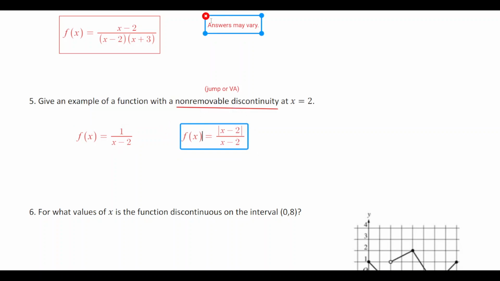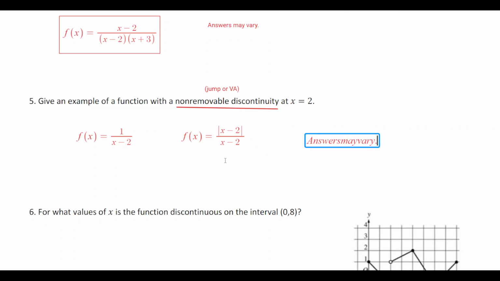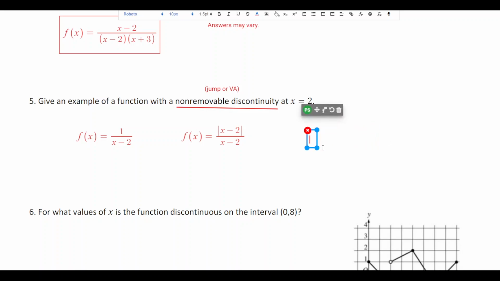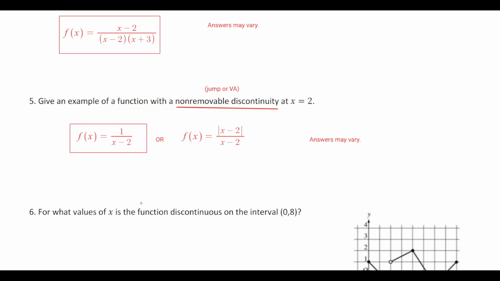Again, your answers may vary here. And you don't need to give me both, okay? You just need to give me one. I just want to give you an example of both kinds of these non-removable discontinuities. This first one will have the vertical asymptote. The second one will have the jump. It doesn't need to be both. Whichever one you like better is fine.